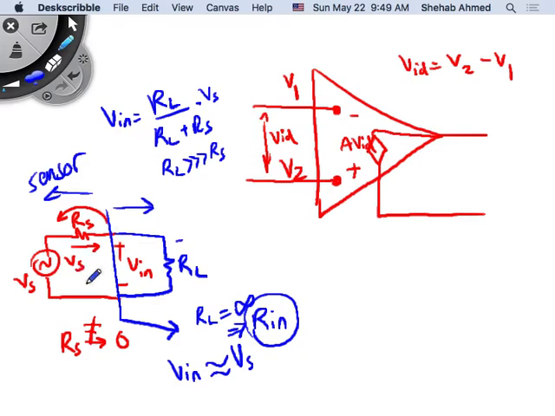Light intensity, temperature, flow rate, that's Vs. The signal, the sensor is providing you with a voltage corresponding to the physical phenomena, or a current corresponding to the physical phenomena. But the sensor is a real sensor, so it's made of wires, copper, whatever, conducting materials, and so this conducting material will have an equivalent.